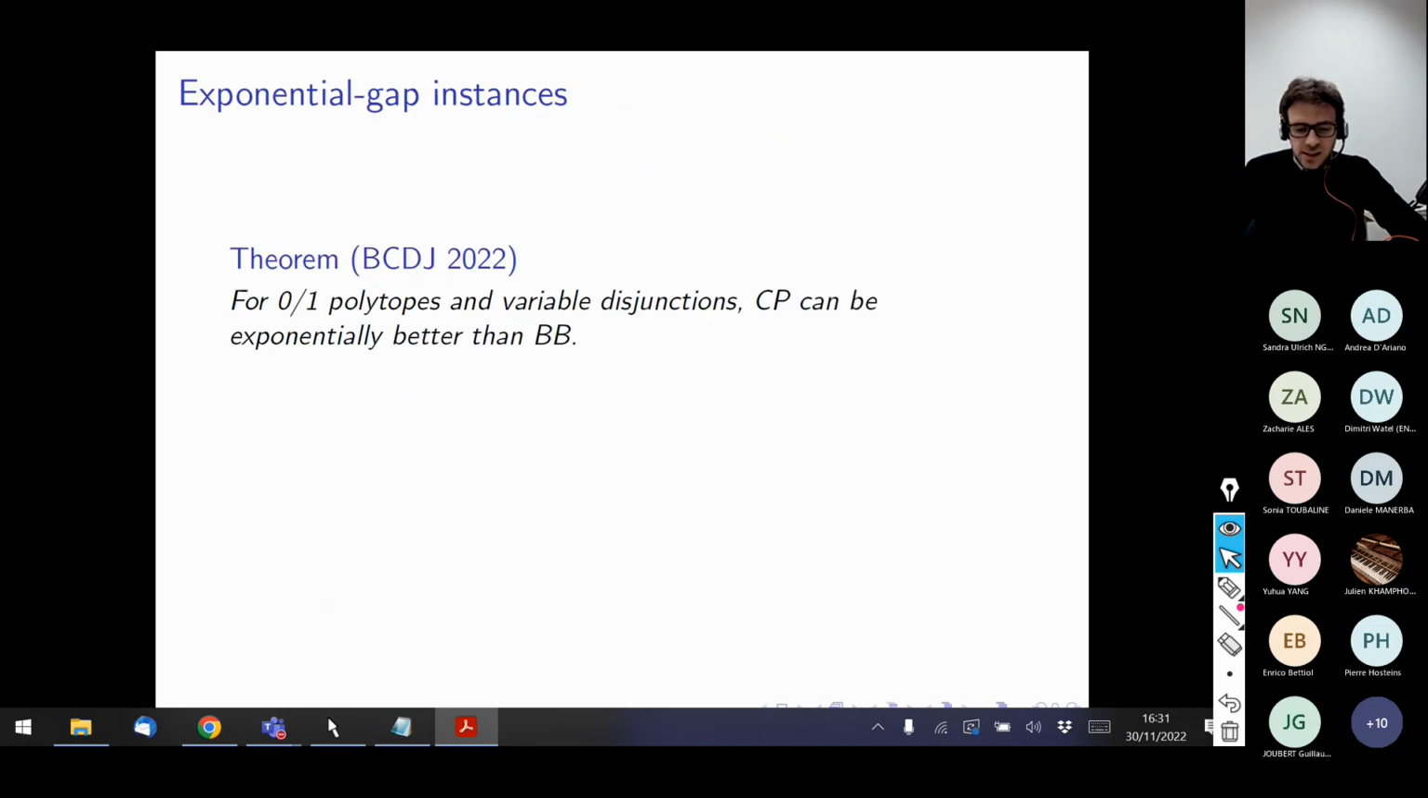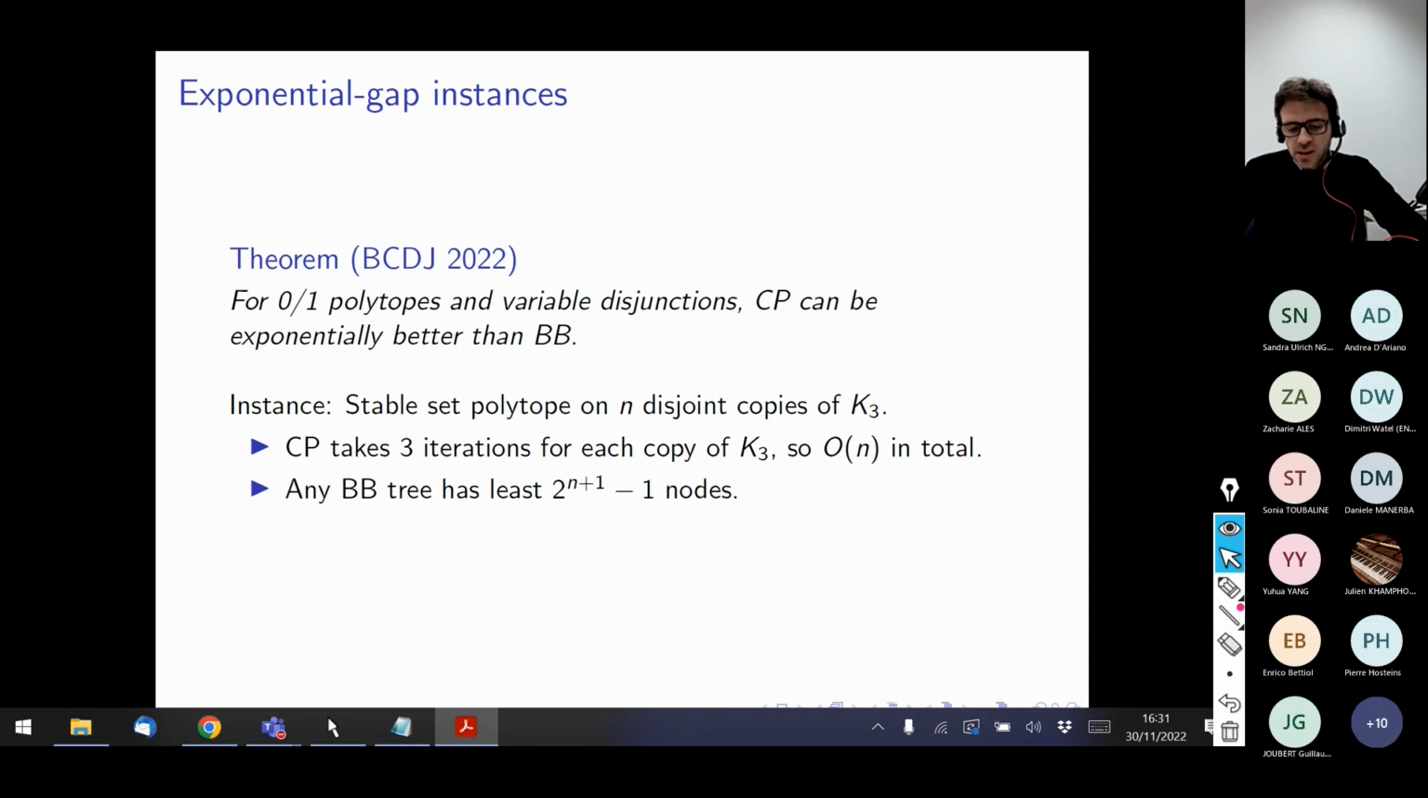I think I will skip the description of the example, but it's just an instance of the stable set problem, or the common relaxation of the stable set problem, in which you take n disjoint copies of the triangle. Then you can solve the problem with 3 iterations per triangle with cutting planes, but you need roughly 2 to the n nodes of the branch and bound tree if you use branch and bound. This is a very pathological example, because when stable set is on disjoint graphs, you can of course solve the problem on each single component, but you can make the example less pathological by connecting these triangles in some way. So there are also less pathological examples.